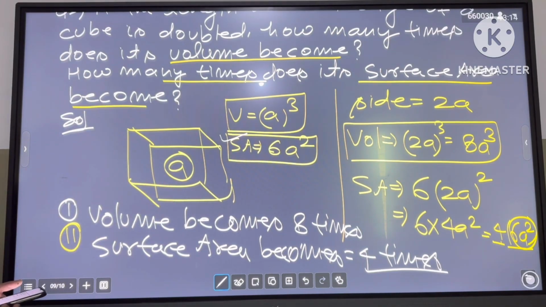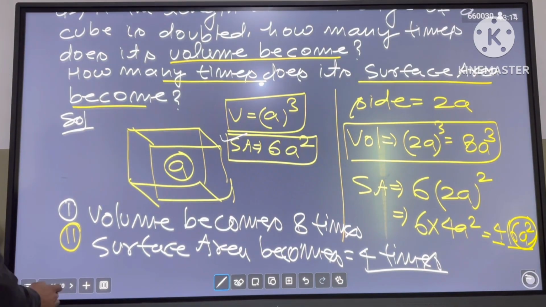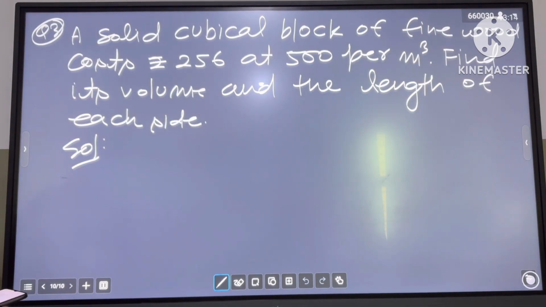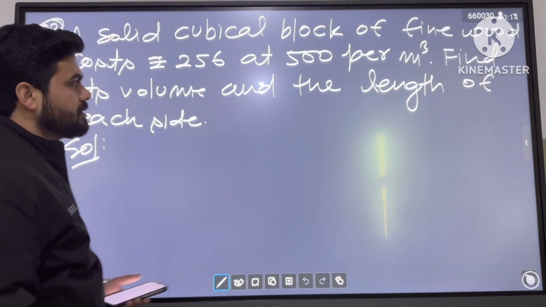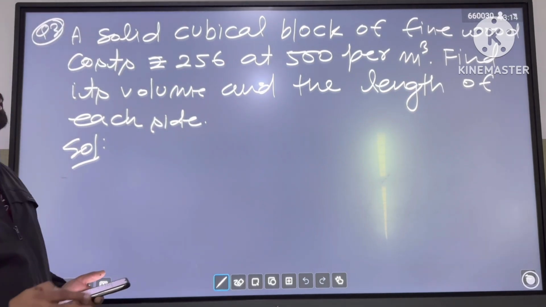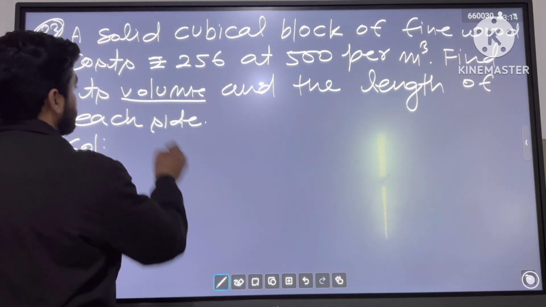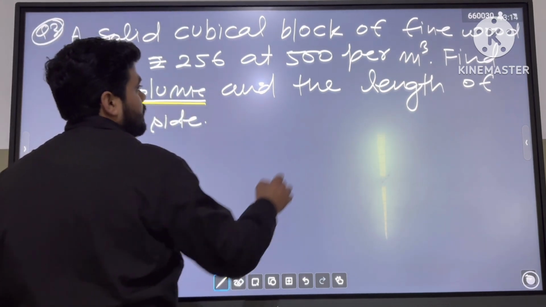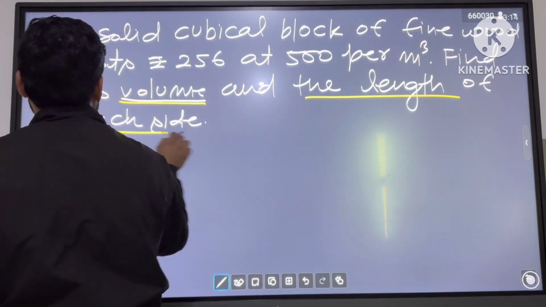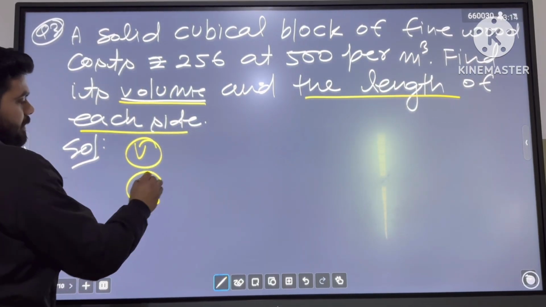दिस इज द सॉल्यूशन ऑफ दिस क्वेश्चन. आई होप आपको ये समझ में आ गया होगा. नाउ ऑन नेक्स्ट क्वेश्चन. This is the last question of this class and the last question on cubes. Okay. A solid cubical board of fine wood costs rupees 256 at 500 per meter cube. Find its volume. This is the first part of this question. Find the volume and the length of each side. So हमें एक को find करना है volume और एक find करना है side a.